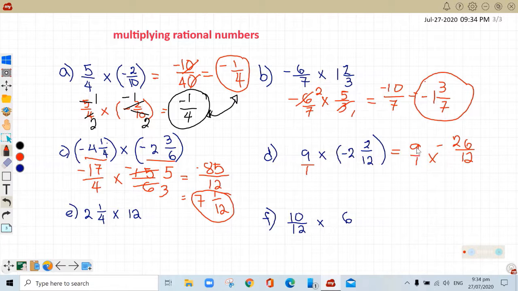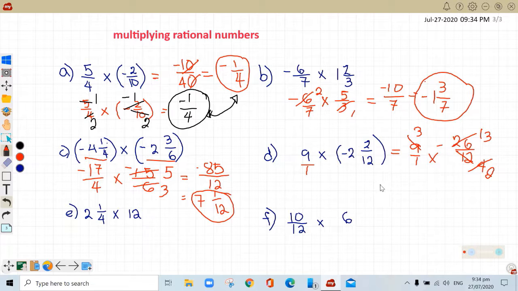Now, we can do cancellation. So we can cancel 9 and 12 by what number? By 3. So 9 divided by 3 will become 3, and 12 divided by 3 will become 4. Now, from this example, look, 26 and 4 can also be cancelled by 2. So you can still divide this by 2. So 4 divided by 2 will be 2, and 26 divided by 2 is 13. Okay, so we're done doing cancellation.